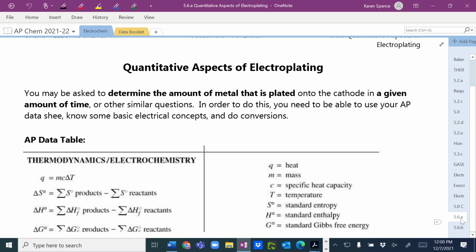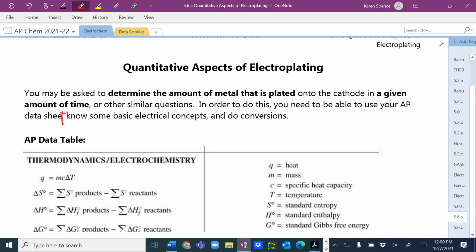You might be asked to determine the amount of metal that is plated onto a cathode in a given amount of time. In order to do this, you need to be able to use your AP data sheet. That should have a T at the end. And you should know some basic electrical concepts that I will review with you in case you haven't seen them since grade 9, which is possible, depending on your physics. And you have to be able to do conversions. We're back doing conversions again. Woo!